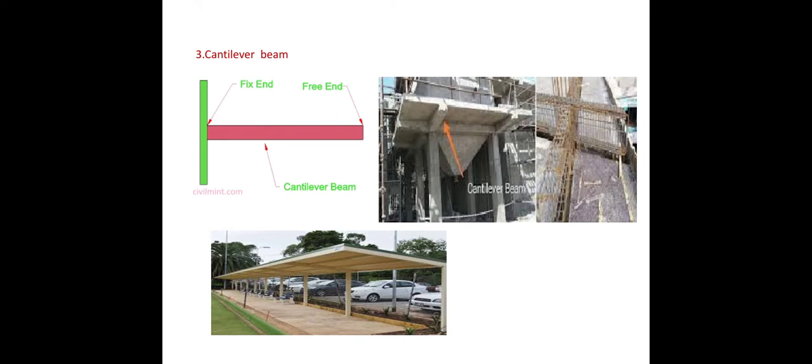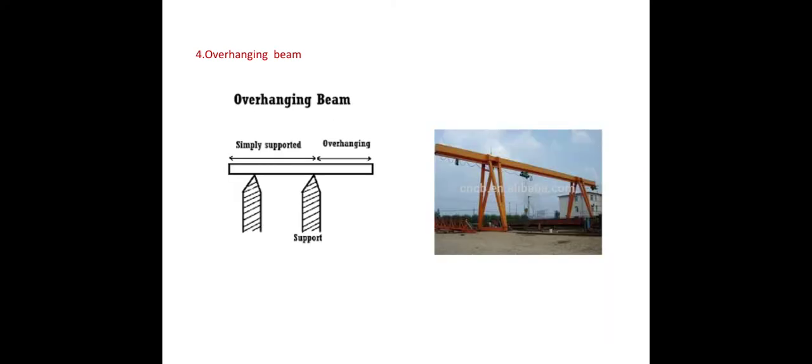So next beam is cantilever beam. The beam which is fixed at one end and free at the other end is called cantilever beam. So these are the real life examples for cantilever beam.